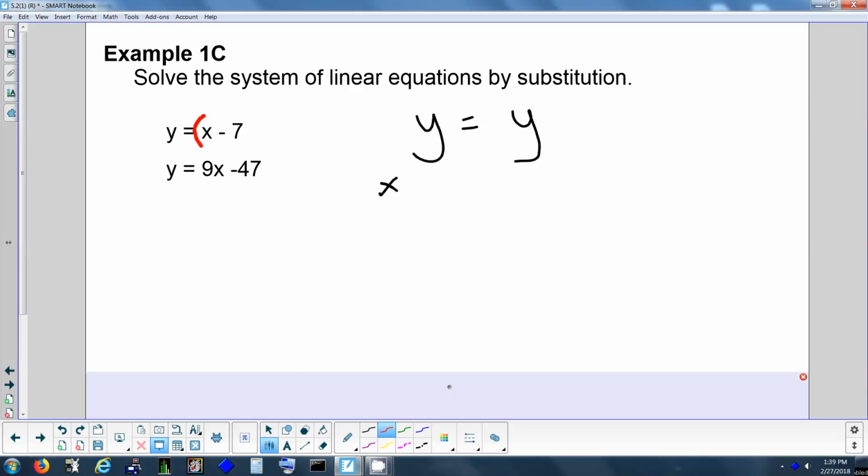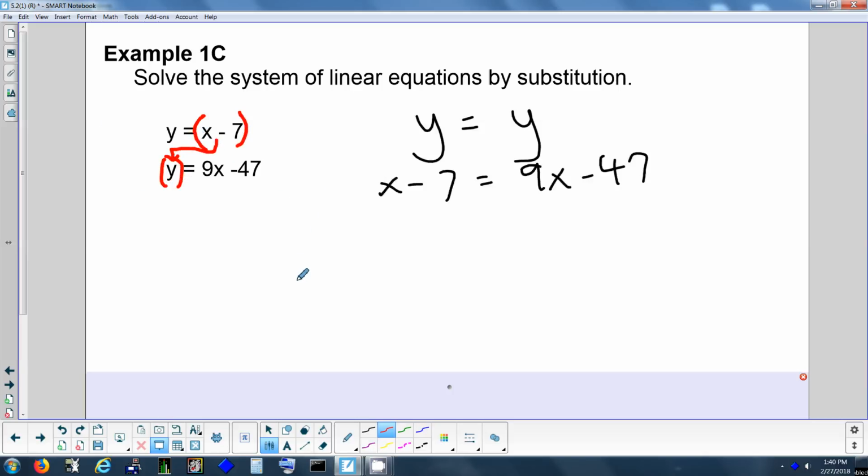So I'm just going to write it right below it. X minus 7. That's the information it gave me for y in the first equation, right? Put your parentheses around it, just like we did before. And then in our other equation, Fred, what's y equal in the other equation? 9x minus 47. So I'm just showing you here that this is a situation where we're just going to set them equal to each other. The first y is x minus 7. The y that's isolated on the bottom is 9x minus 47.